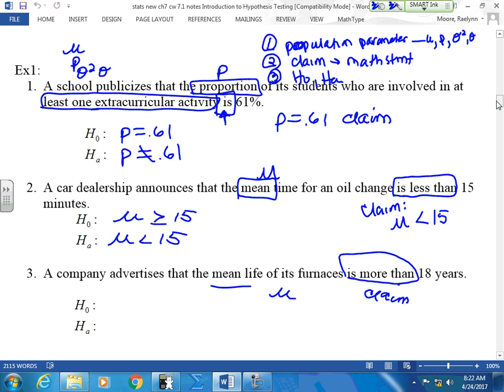What math statement does that make me? Less than or equal to, or greater than? Greater than: more than 18. Is that going to be my HO or my HA? HA, why? Good. There's no equal sign. And the complement of this is what? Less than or equal to.